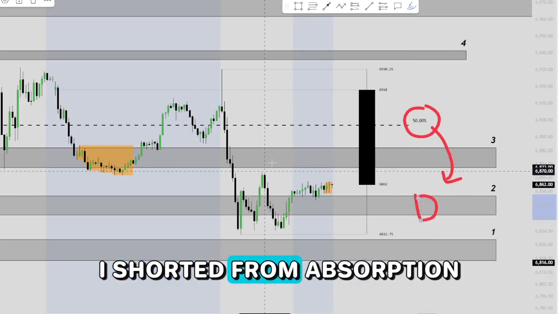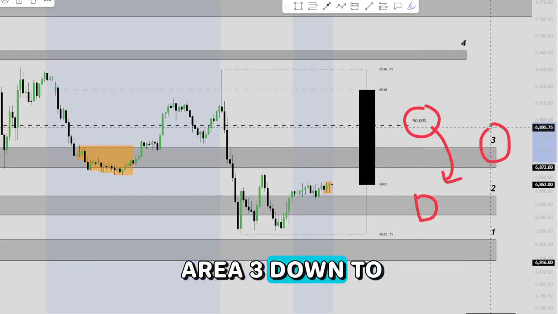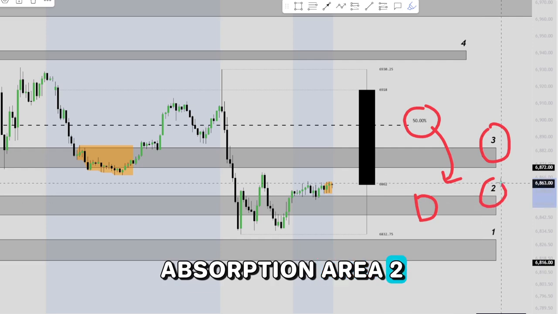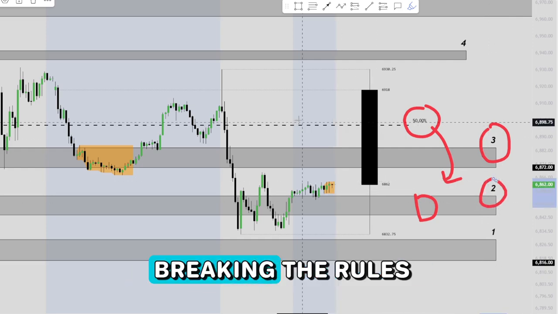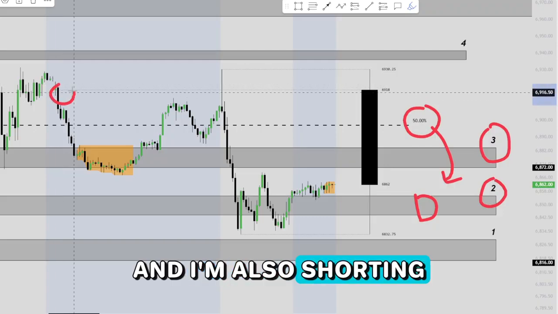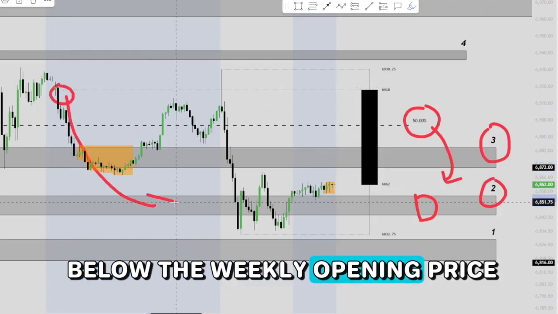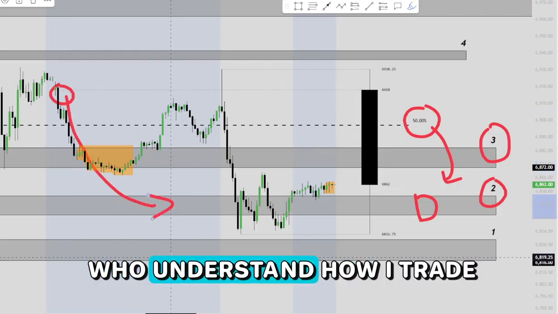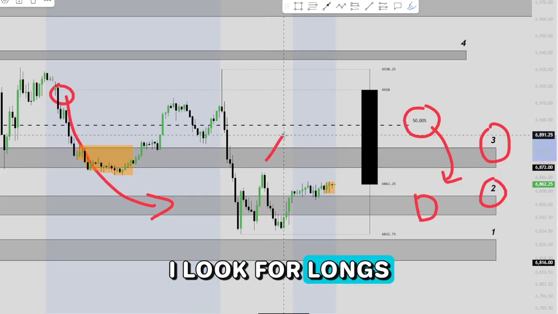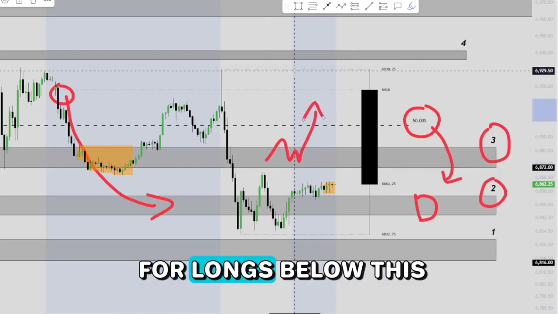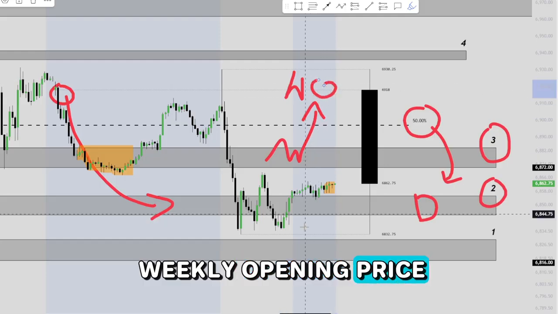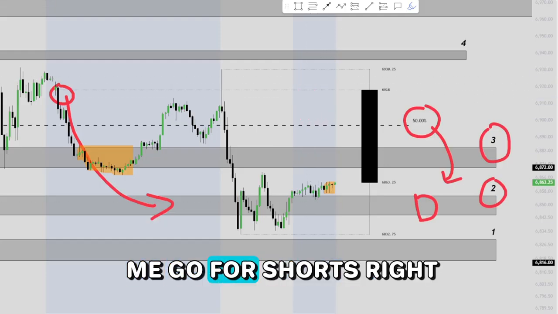However, I shorted from absorption area 3 down to absorption area 2, so I was shorting in a discount. That is technically breaking the rules. I'm also shorting below the weekly opening price. For those who understand how I trade, I look for longs in the discount, and I look for longs below this weekly opening price. So what made me go for shorts?